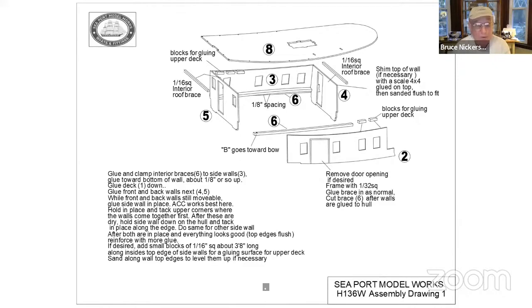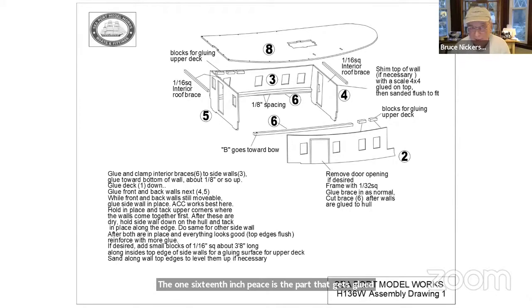Start with the deck house wall. This is the number six board that I was talking to you about earlier. There are two of them. These are 1/16 by 1/8 in diameter. That's the size of them. The 1/16 inch piece is the part that gets glued to the interior of the deck house walls, not the 1/8 size. The 1/16 gives you the curvature that you need for that wall.